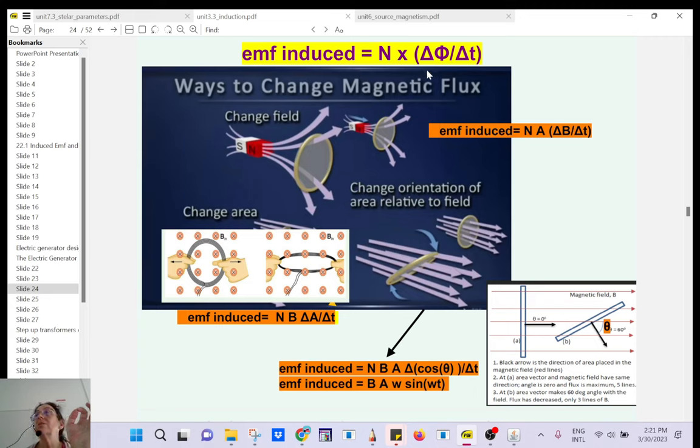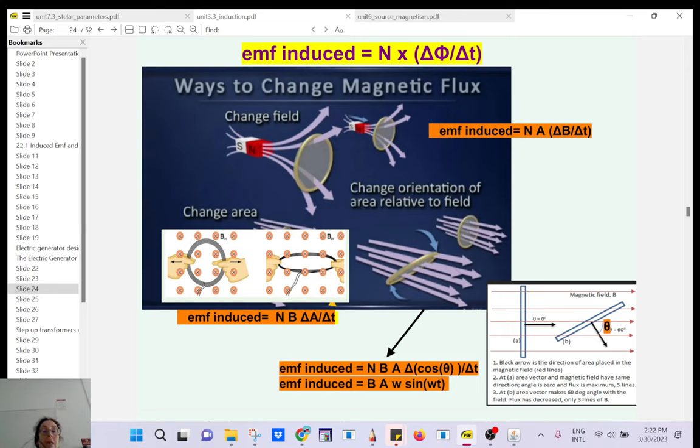Okay, so you need to change the number of field lines going through the area attached to the conductor. We translate that as the EMF induced will be the number of loops times the rate at which the flux is changing. So you can either change the magnitude of the magnetic field. In that case, you're going to use the number of loops times the area times delta B over delta t. Or you can change the area, which will be the number of loops times B times the rate at which the area is changing.